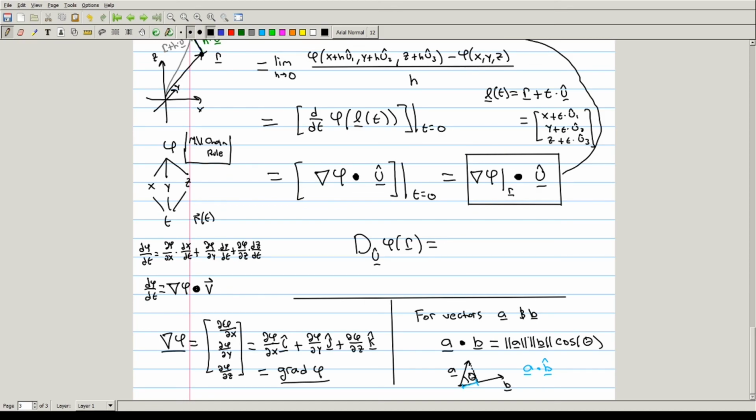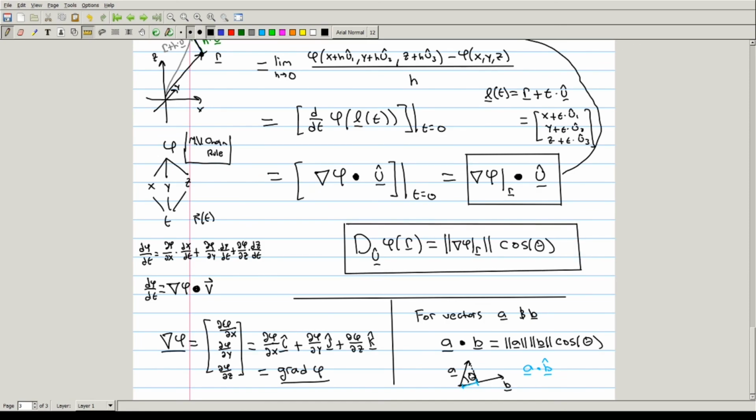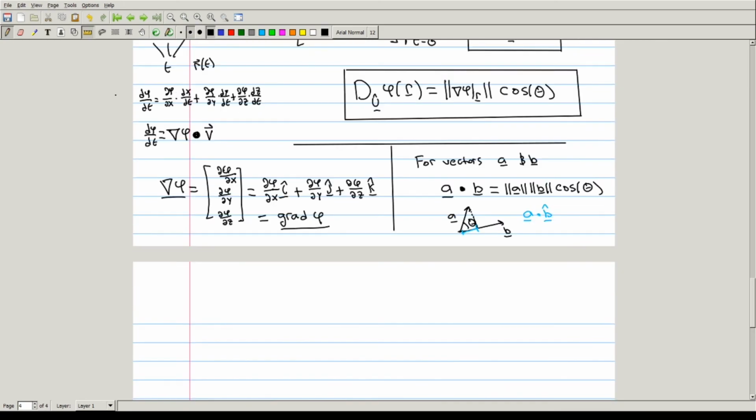Or, in terms of this direct formula, the length of the gradient vector is just the magnitude of the gradient vector at the point R, multiplied by the length of the unit vector u hat, but because u hat is a unit vector, that's just equal to 1, multiplied by cosine of theta. This is the second simplified formula for the directional derivative of a scalar function, and it's very, very useful for us geometrically because we can interpret this in a very, very nice manner.